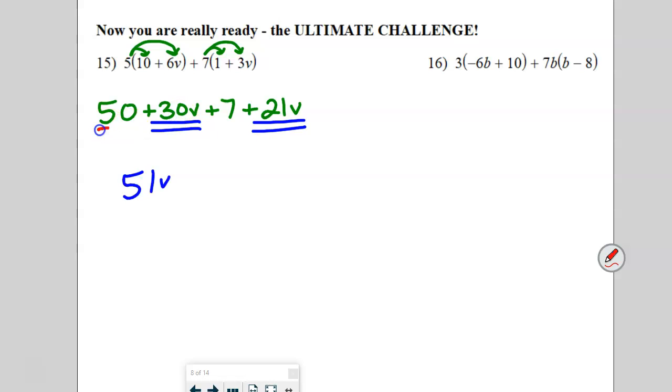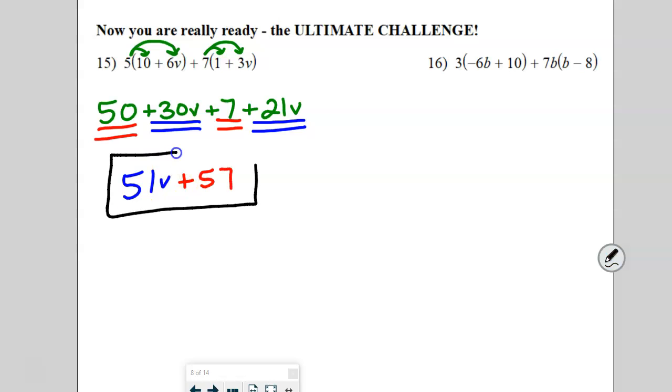And then we have some constant terms to collect as well. I have, oh, I'm doing weird notation. That's okay. All right, 50 plus 7 is plus 57. And as you can tell from my handwriting, it's not getting any better. I'm so sorry.